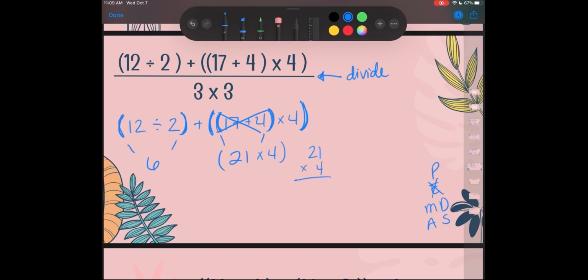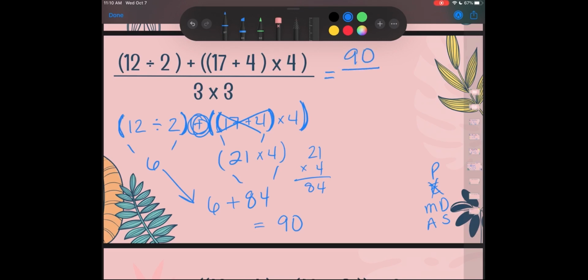21 times 4 is 84. So that whole thing would be 84. Now I can't forget about this 6, right? So I end up with 6 plus 84. Well, what's 6 plus 84? That is 90. So 90 is not my final answer, right? Remember, we are not done yet. The top was 90 over, and then the bottom.